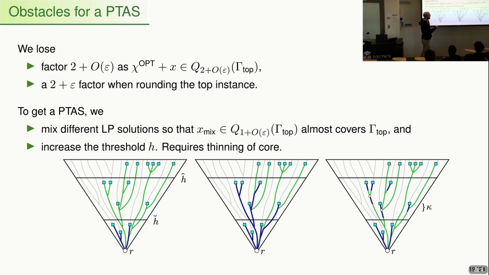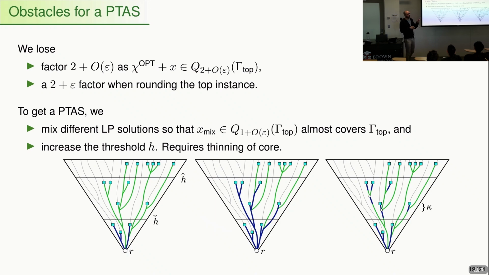not even connected anymore. It has different components. But actually, we can say that if we have some solution which has non-empty intersection with these blue edges, this would already be fine enough to construct a good solution on the bottom levels. It's not 1-feasible anymore, but it's 1 plus epsilon feasible.